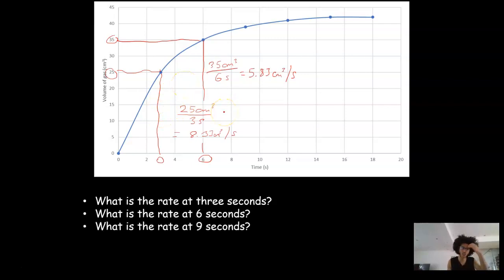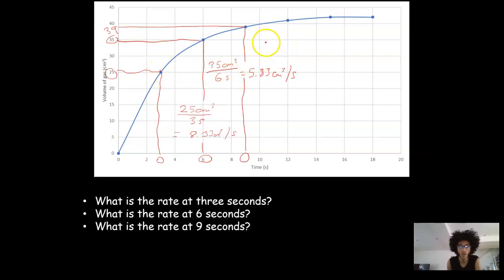Okay, and let's say I was asked what the rate is at 9 seconds. So at 9 seconds, same procedure as before. I look for 9 seconds, which is here. I do a line going up to see where it intersects the line, which is there, and then I do a line going across, which is around about 39. Okay, and you can write the number down in case you don't have it. That's always a nice thing to do.